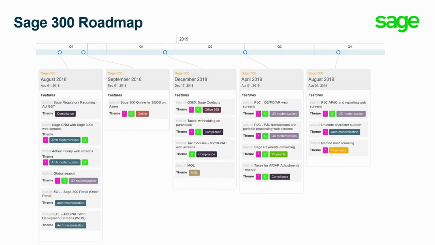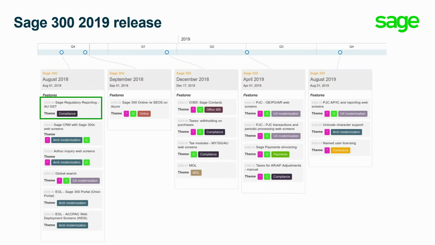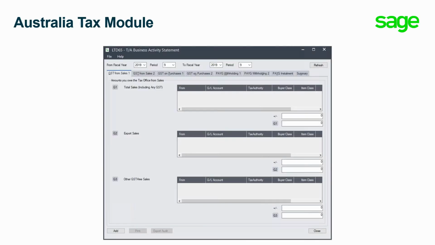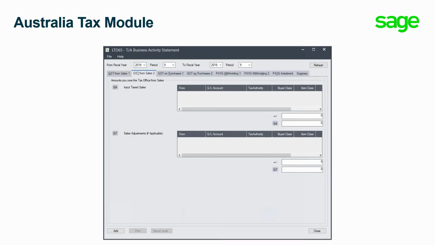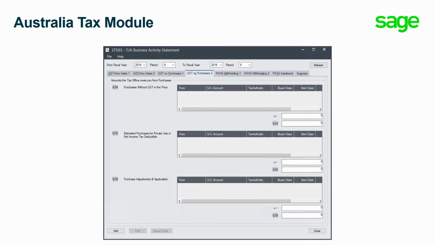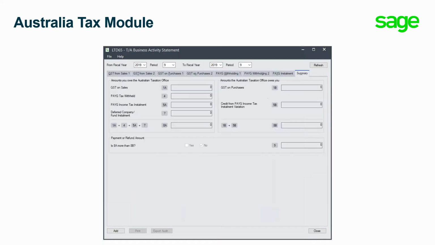So the first one to make note of is, for regulatory reporting, we've created an Australia GST reporting module. Previously this was using macros, and this is now a tax module that ships with Sage 300 2019.0. It takes into account the different aspects of completing the taxes. So it allows the completion of the sales 1, sales 2, purchase 1, purchase 2 requirements, as well as the withholdings, and then the summary.